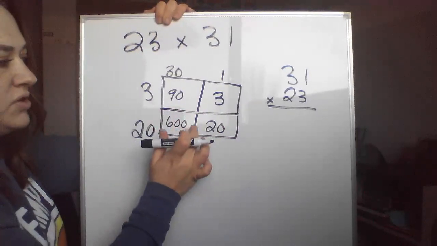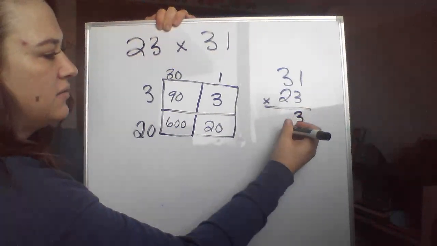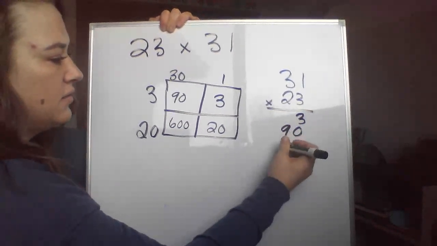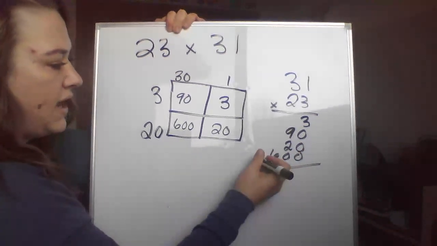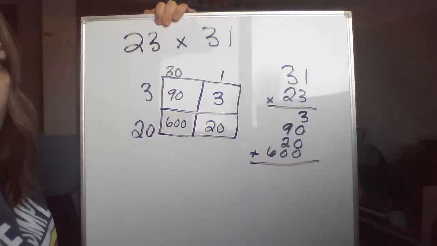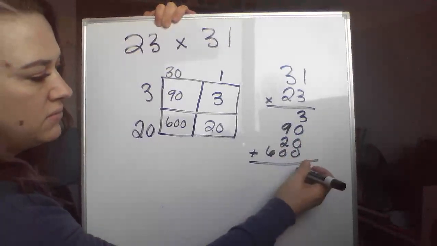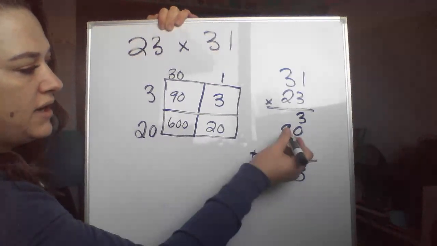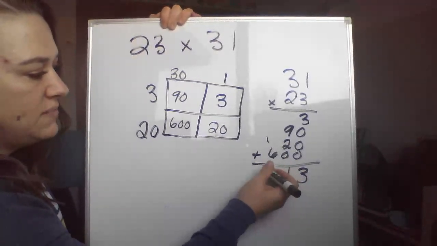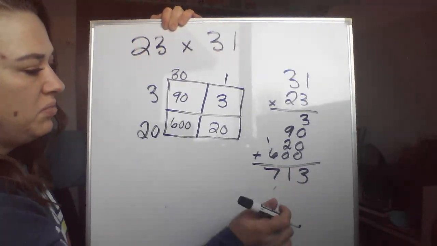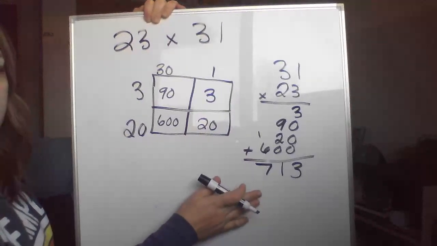So these are all our partial products. We're going to take all those, bring them over here. So I'm going to have 3, 90, 20, and 600. And we're going to add those together to get our final product. So we have 3 plus 0, 0, and 0. That's going to give us 3. 9, 10, 11. 6 plus 1 gives me 7. So my final product, 23 times 31, is 713.